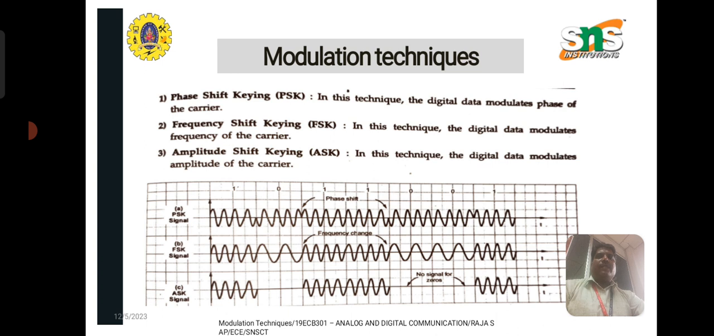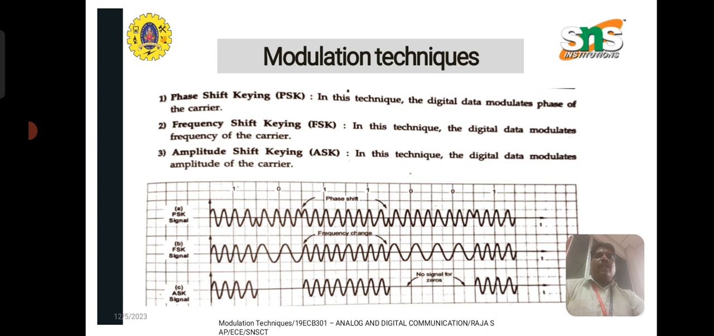So if you see the first figure, whenever 1 comes, it starts with the above part. If 0 comes, it starts with the down part. If you see the frequency shift keying signal, whenever the 1 comes, the frequency is high. Whenever the 0 comes, the frequency is low.